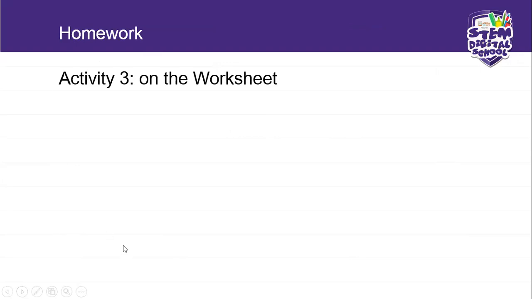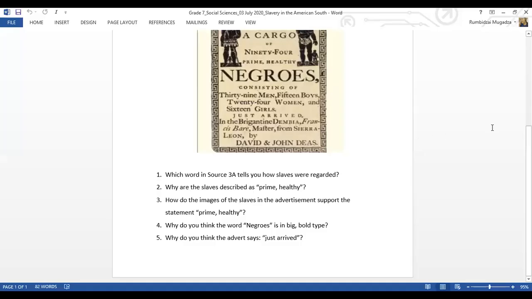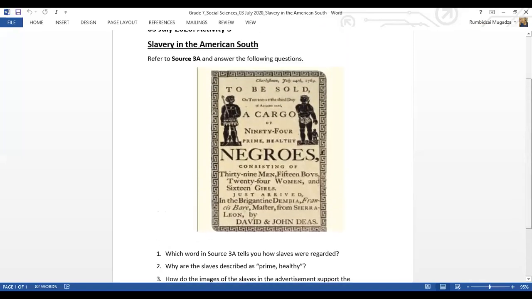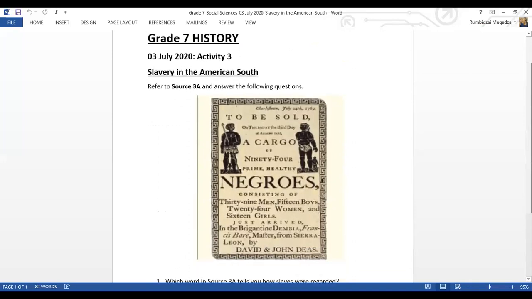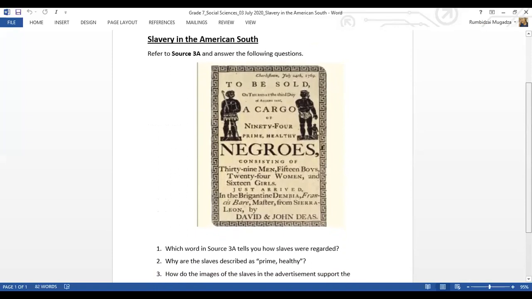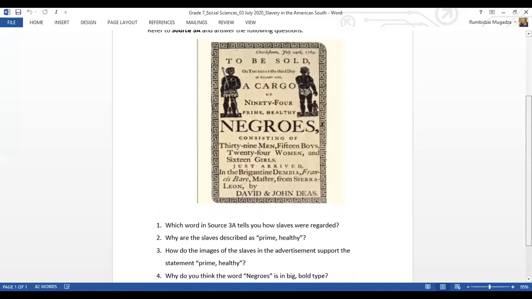Okay, for today's lesson, it's very short. So I'm going to show you the homework, activity 3, that is on the worksheet. Let me quickly show you. Okay, so this is your activity for today, activity 3. You are going to refer to that source, the picture there, and then answer the following questions.